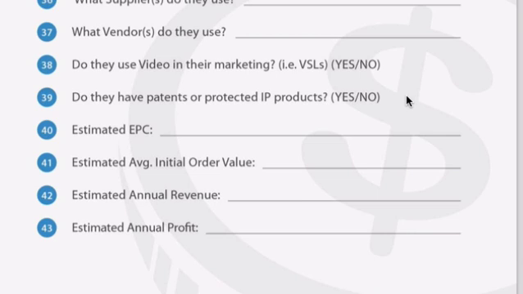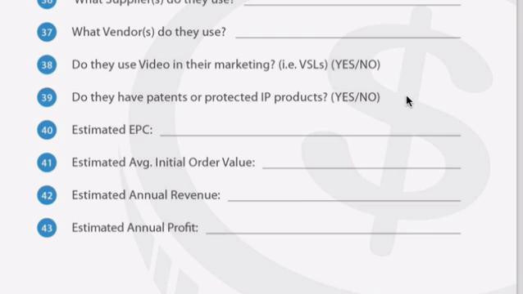39, do they have patents or protected IP products? This is important because maybe they have a patent on their SaaS tool or their software product. And if they do, we're not going to be able to emulate what they do and do something similar. We just run into potentially legal headaches and problems. Same thing if someone has something else that seems very unique or proprietary. If it seems to be protected in some way or protectable, we don't want to compete.